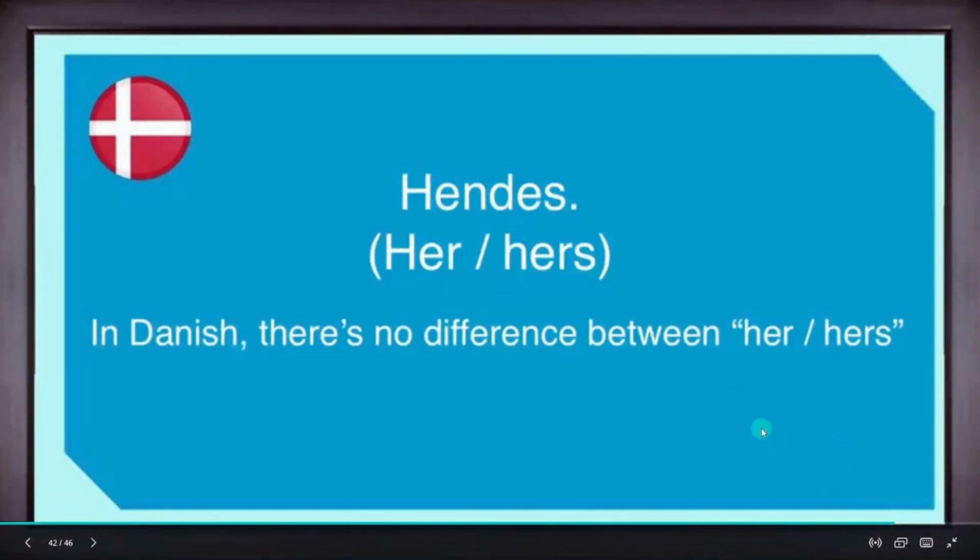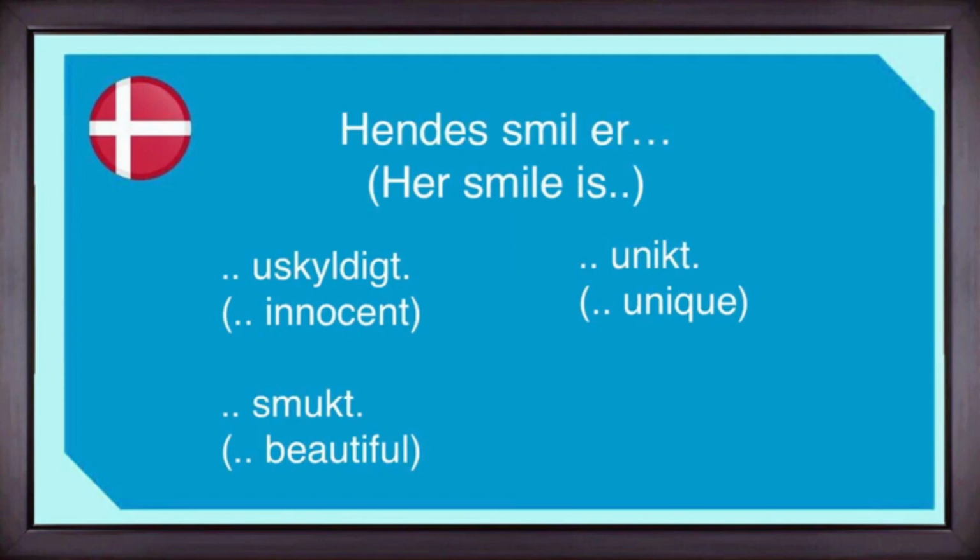Hendes. Her or hers. Yes, you guessed it. In Danish, there is no difference. Right? We just say hendes whenever it belongs to a woman. Hendes smil er... Her smile is... Could be so many things. Uskyldigt. Innocent. Smukt. Beautiful. Unikt. Unique. Alright? Så. Hendes smil er uskyldigt. Hendes smil er smukt. Hendes smil er unikt. And yes, you guessed it, it is et smil. Right? That's why it's uskyldigt, smukt, and unikt. Because it's et smil. That's the grammar you gotta remember here.